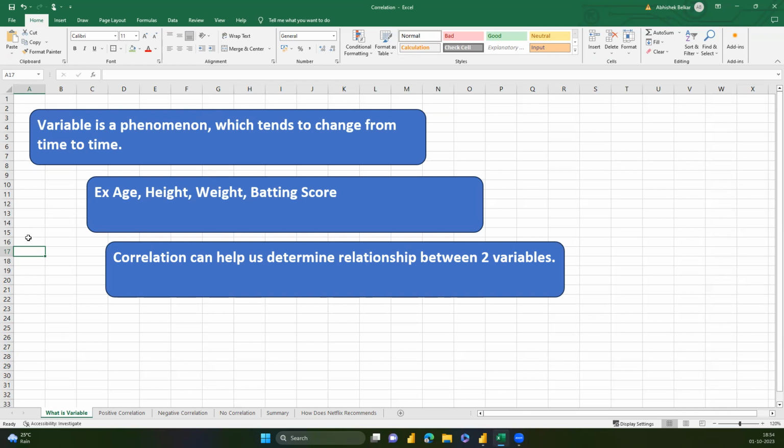So, if you are studying 100 people in a population, then age is one variable that keeps on changing. Okay. So now let's consider two variables, let's say height or weight. If you want to define a relationship between them, then correlation is the statistical tool which helps us to our rescue. Okay. So let's try to see some examples and try to understand correlation.